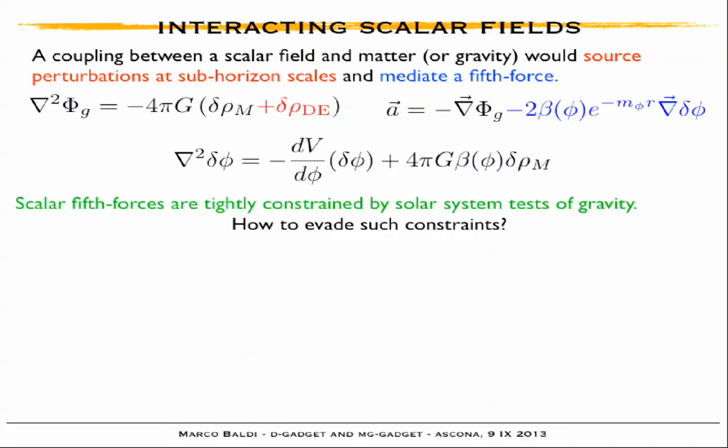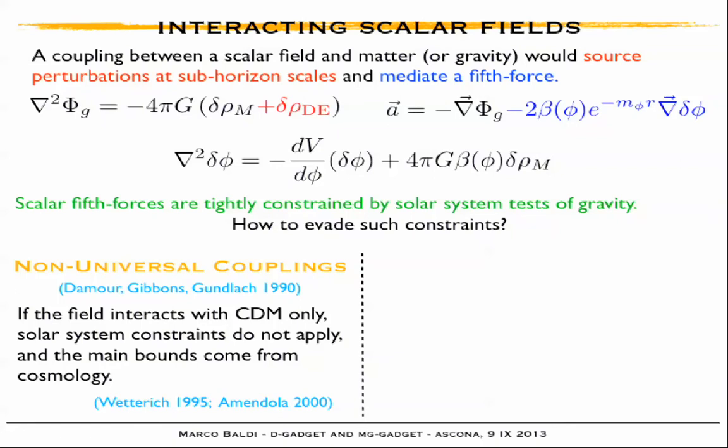Now, a question should arise, because everybody knows that scalar fifth forces are tightly constrained. We know this since Brans-Dicke, okay? So scalar fifth forces should be ruled out. This is not entirely true, because these tests have been carried out in our local environment and using baryonic objects, okay? So actually, theoreticians have found two avenues to evade these constraints.